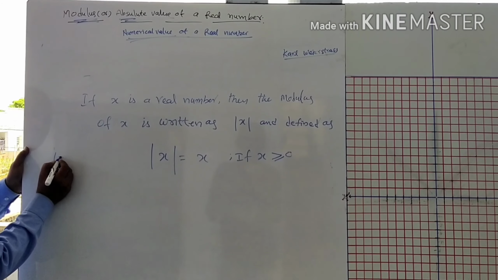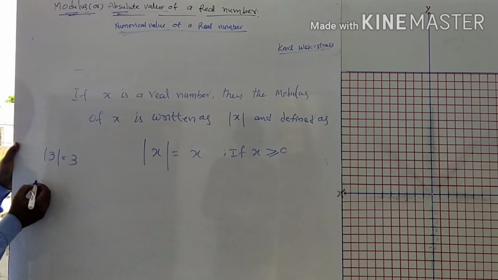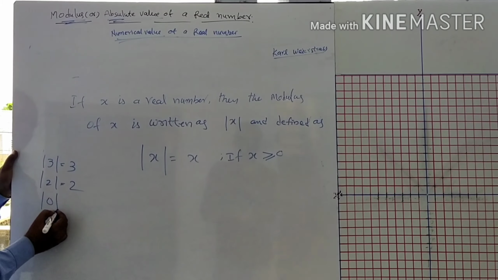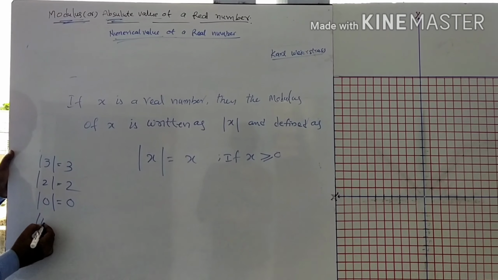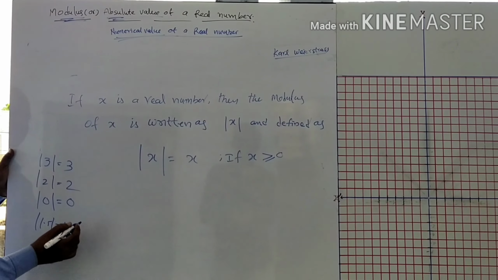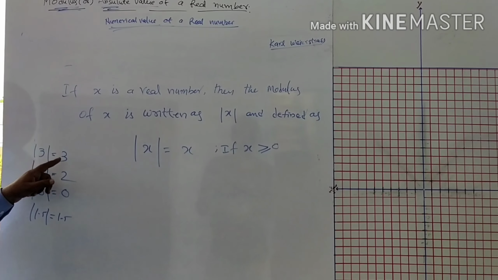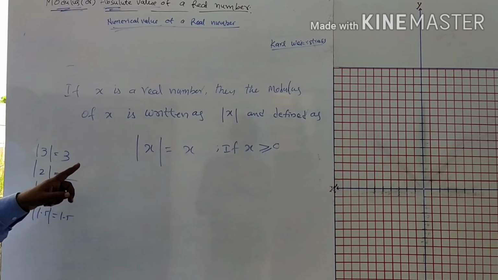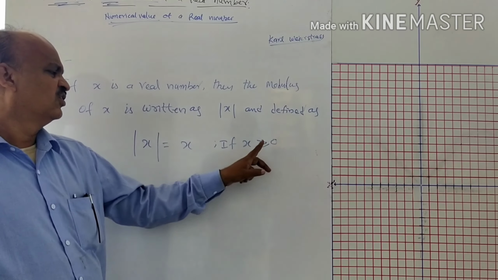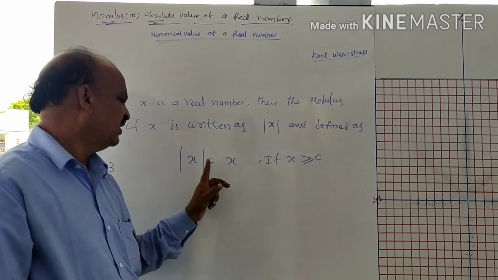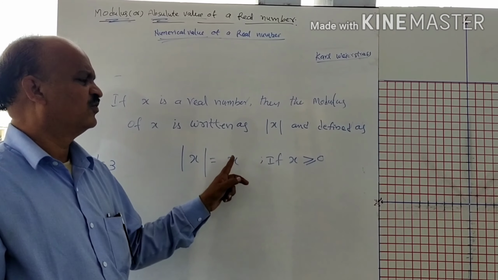For example, modulus 3 equals 3, modulus 2 equals 2, modulus 0 equals 0, modulus 1.5 equals 1.5. These are all positive values. If x is greater than 0, then modulus x equals x. If x equals 0, then modulus x equals 0, that is x.